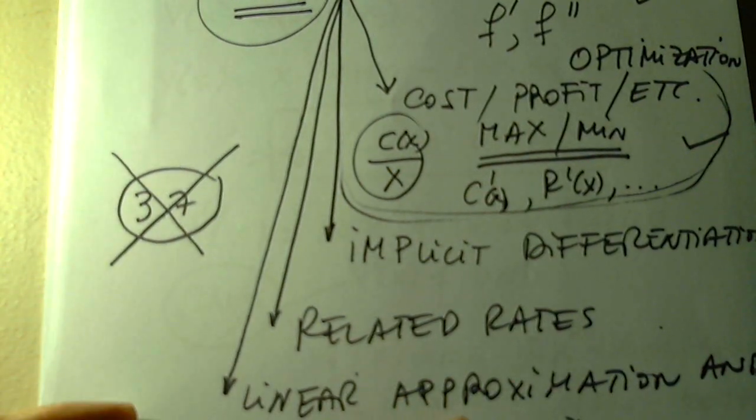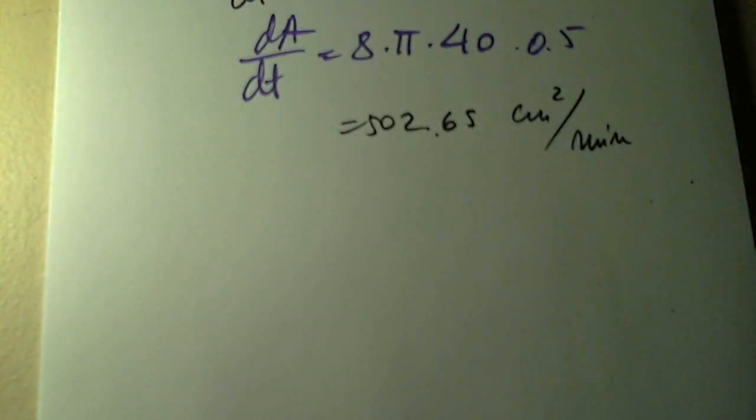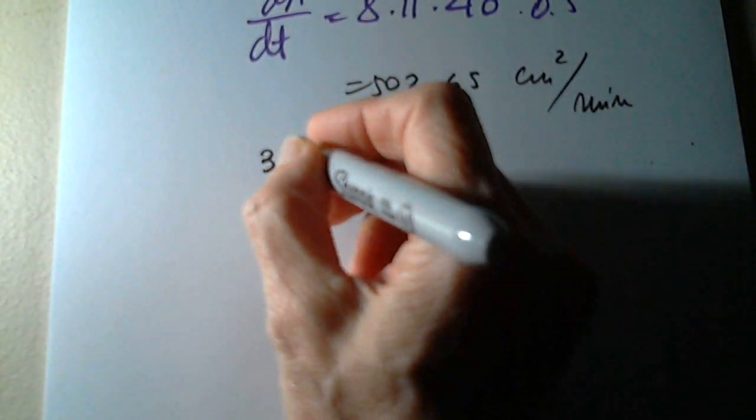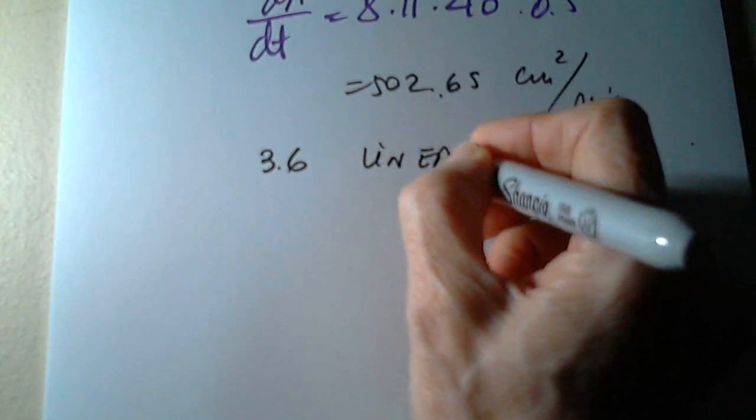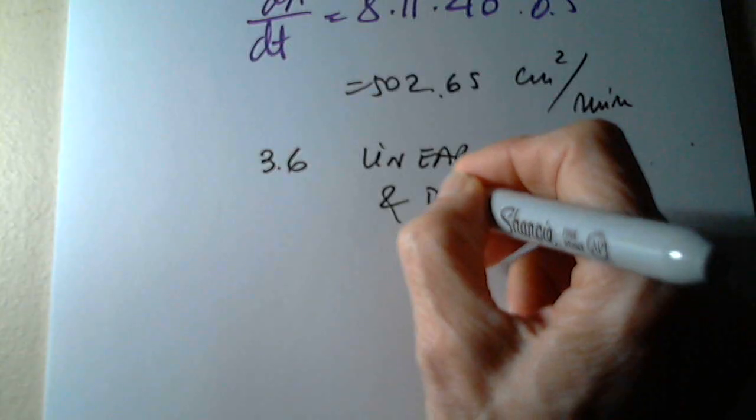So the final step here is something called linear approximation and differentials. Okay. So this is 3.6, linear approximation and differentials.